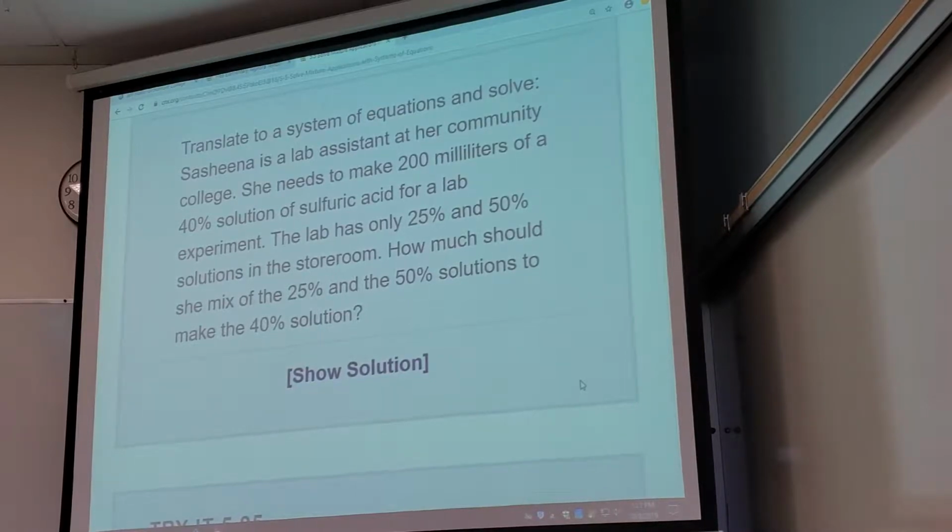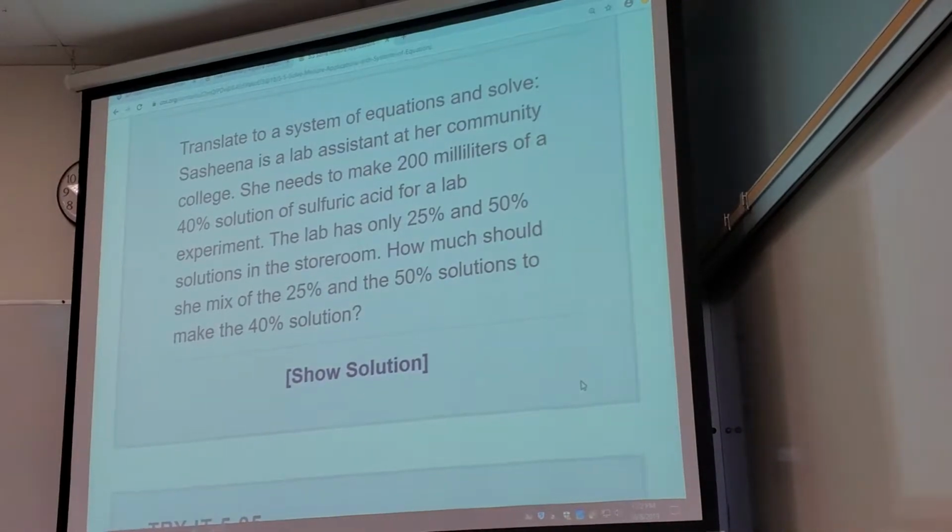I'm gonna focus this. So let's see. Sashina, exactly. It's not just Meg and Bob anymore. Sashina is a lab assistant at her community college. She needs to make 200 milliliters of a 40% solution of sulfuric acid for a lab experiment. She doesn't have to do some kind of Breaking Bad thing.